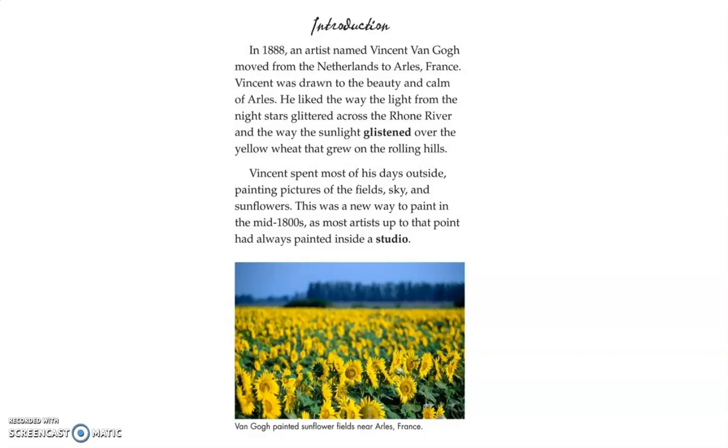When I read the words right here, look, "glistened over the yellow wheat," I pictured a clear sky on a sunny day and the sunlight shining on the fields of wheat. That made it seem like the wheat was a golden yellow color, not a bright yellow, but a golden yellow. That's what I visualized. Okay.